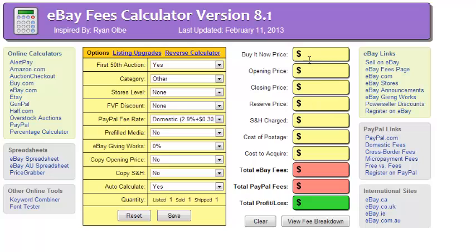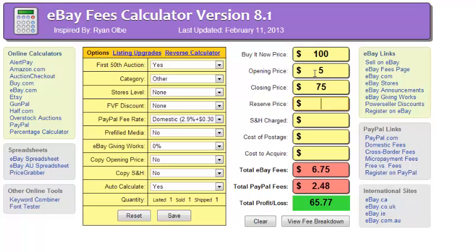Here we are at the eBay fees calculator, provided by the address that was shown in the last slide. Now what we're going to do is fill out each one of these boxes in order to find out exactly what our profit was. So we're going to go ahead and start with a price of 100. And the opening price was 5 with a closing price of 75. So we basically had a buy it now of $100, but the product sold for $75.